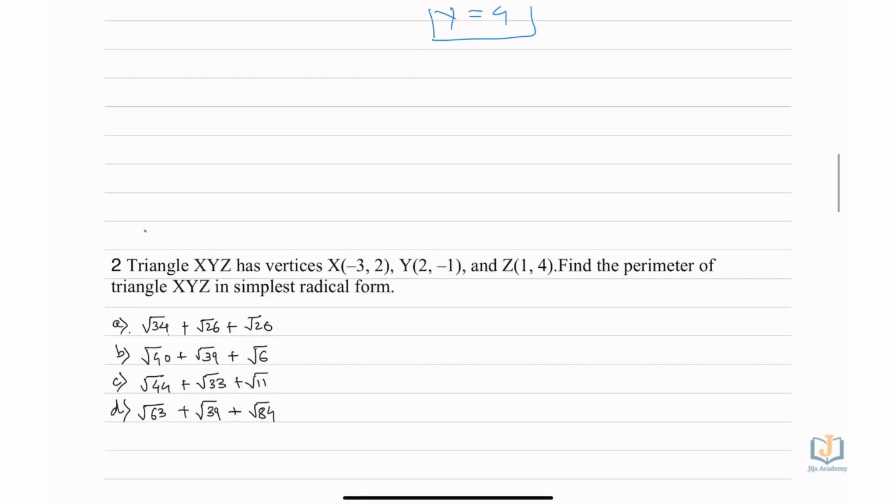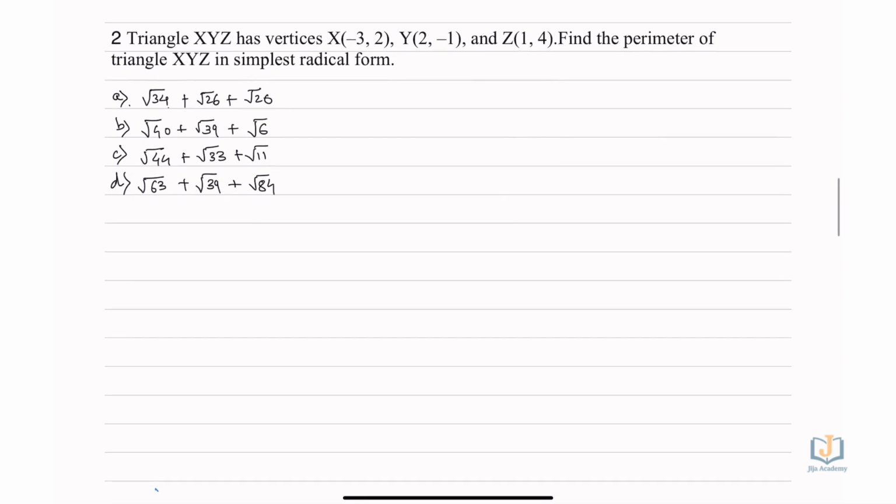Moving to the next problem. The next problem is: Triangle XYZ has vertices X, Y and Z. Find the perimeter of triangle XYZ in simplest radical form. So here this is triangle XYZ.